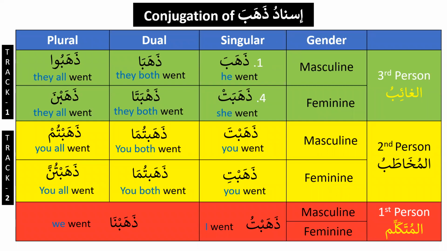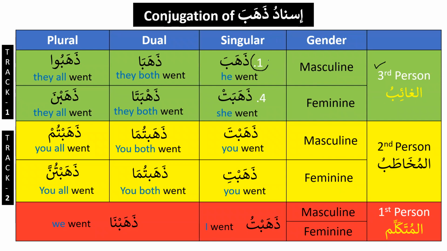Conjugation of dhahaba, isnadu dhahaba. In Arabic, we say isnad, and in English, we will say conjugation. Now, we have completed this conjugation in book number 1, alhamdulillah. And I'm sure you have memorized this conjugation as well. So as we discussed today, the verb in Arabic language always starts with the past tense, and it starts with the third person masculine. So we have third person al-ghaib, and the third person masculine is dhahaba.